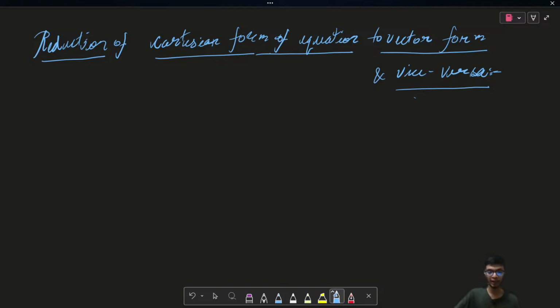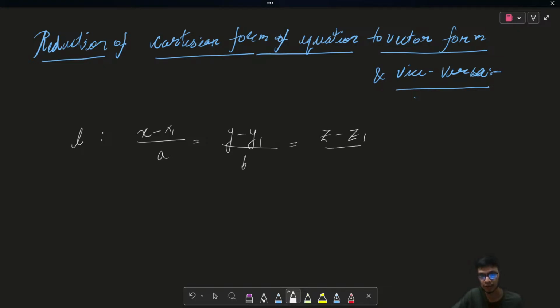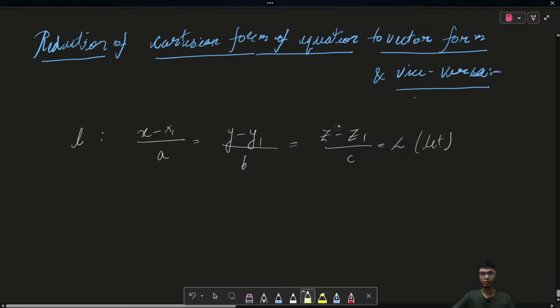Now, the generic way: we have seen that if we need to write the equation of any line, let us say the line is L, and the fixed point on the line is x1, y1, z1 and the direction ratios are a, b and c. This is how I can represent the Cartesian equation of any straight line in space.